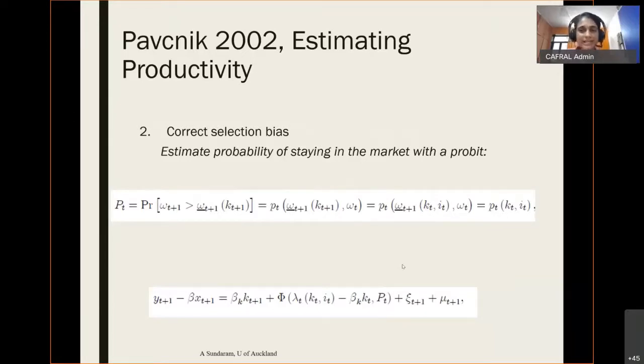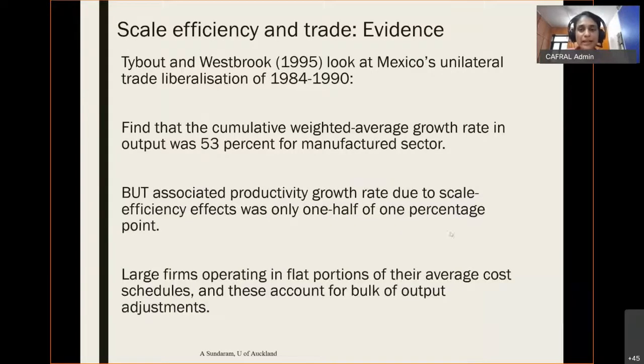And the basic idea is use investments in physical capital as a measure of productivity that the firm can observe that you cannot observe. Okay, so people have looked at this.